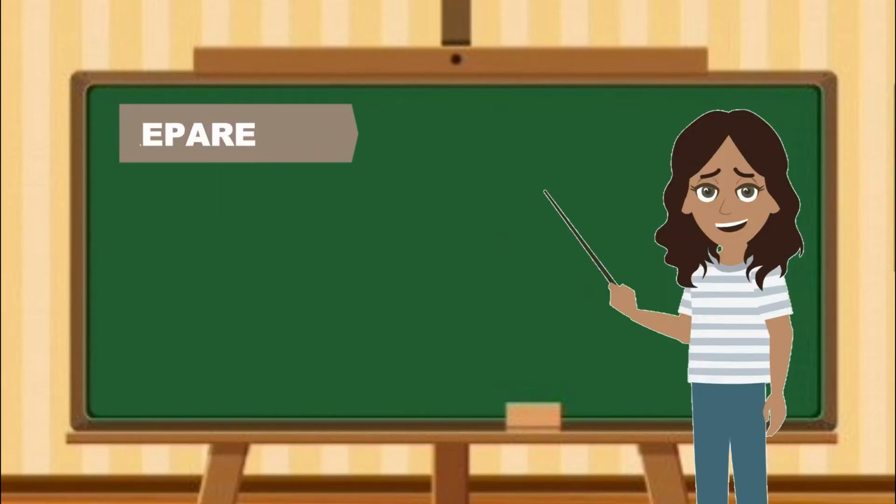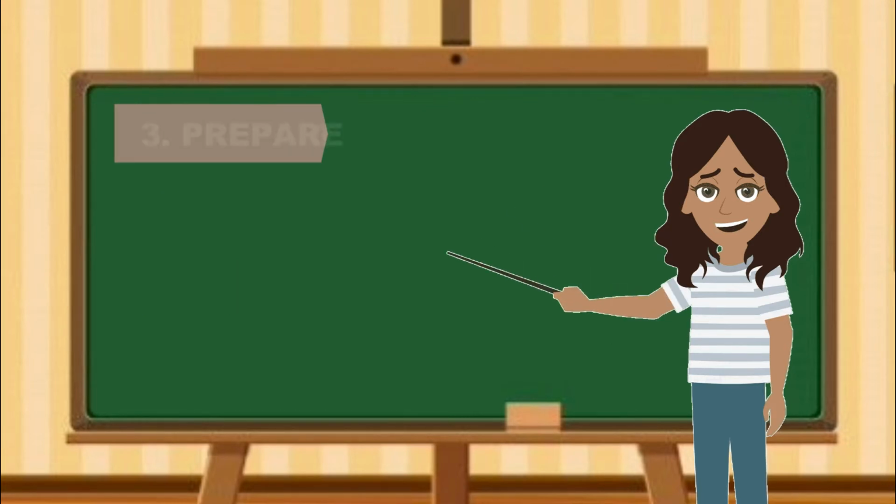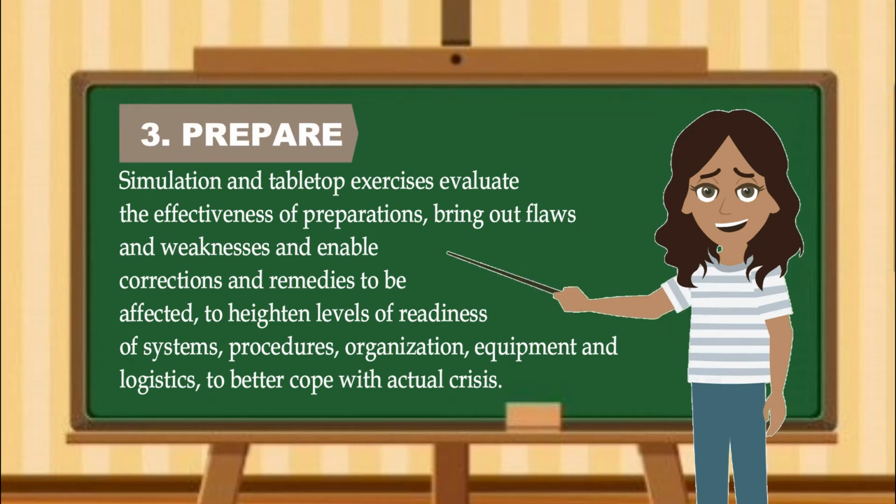The third component of 5 P's of incident management is prepare. Prepare is essential for effective response. It covers 6 essential activities: plan, organize, train, equip, exercise, and evaluate and improve. Simulation and tabletop exercises evaluate the effectiveness of preparations, bring out flaws and weaknesses, and enable corrections and remedies to be effected, to heighten levels of readiness of systems, procedures, organization, equipment, and logistics to better cope with actual crisis.